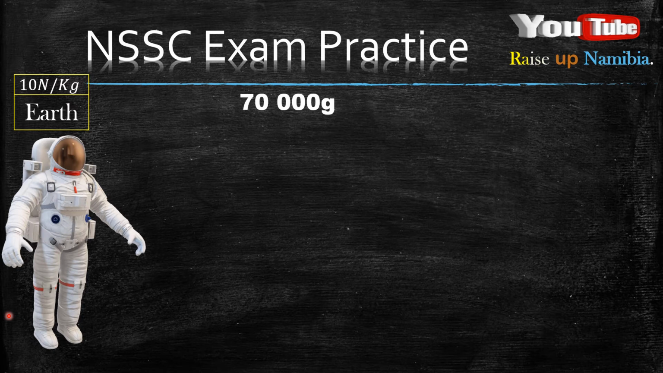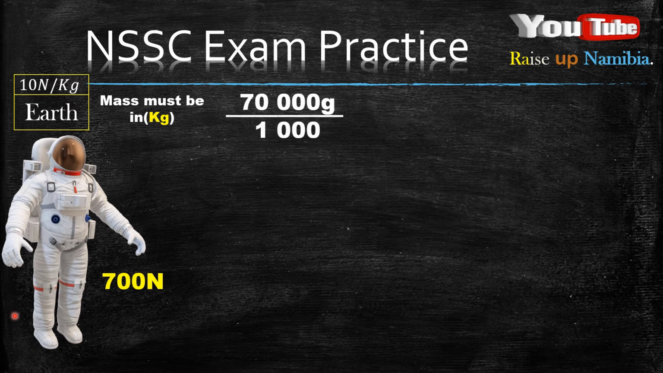Okay, so his weight will be 700 newtons. Okay? How did we get the 700 newtons? First of all, one thing you need to keep in mind is that his mass should always be in kg. No matter what you're calculating, your mass must always be in kg, which is kilograms. Now, when you look at our mass here that we were given, it was in grams. Okay? So now, let's convert the 70,000 grams into kilograms. How do we do that? By dividing by 1,000. Okay?